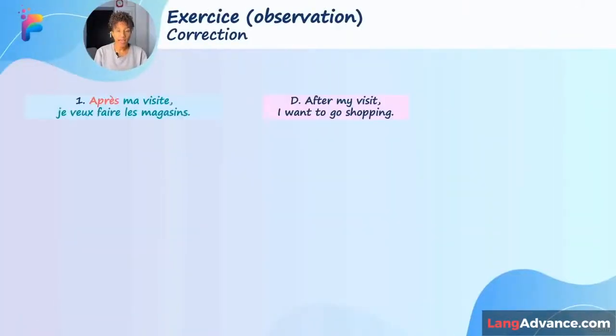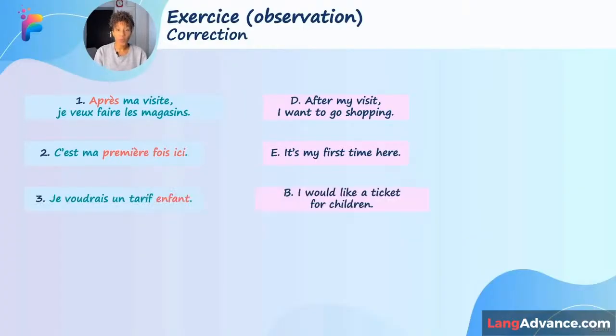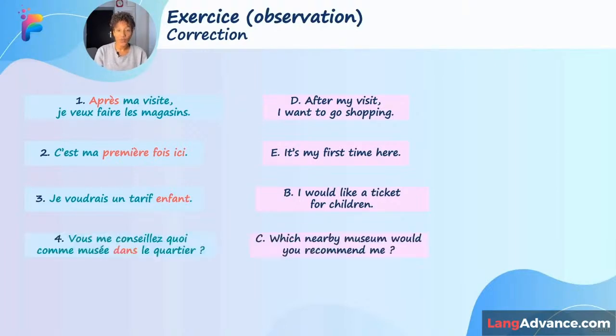Numéro 1. Après ma visite, je veux faire les magasins. The right answer was, after my visit, I want to go shopping. C'est ma première fois ici. It's my first time here. Numéro 3. Je voudrais un tarif enfant. I would like a ticket for children. Numéro 4. Vous me conseillez quoi comme musée dans le quartier? Which nearby museum would you recommend? Numéro 5. Bon séjour. Have a good stay.